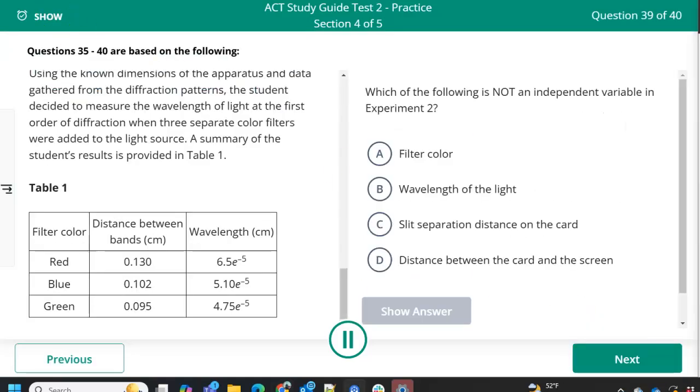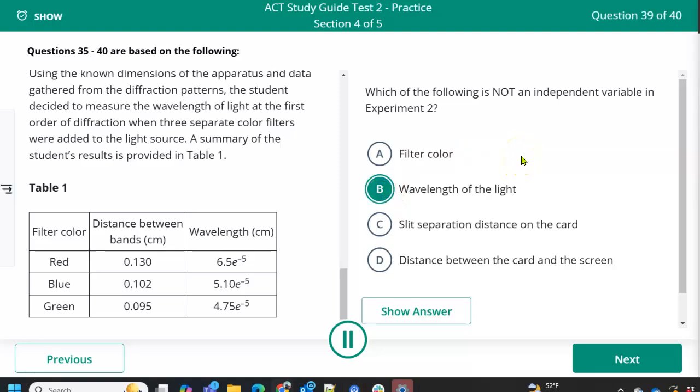Which of the following is not an independent variable in experiment 2? Not independent. Okay, filter color. That's independent. We can change that. Wavelength of the light is a dependent variable. It's something that we measure as part of the experiment. So provisionally I'm going to say it's B.